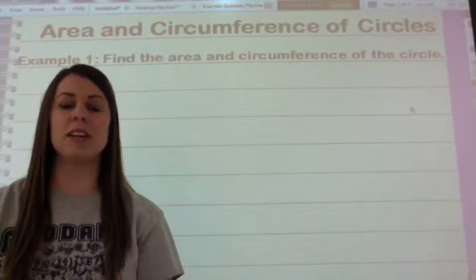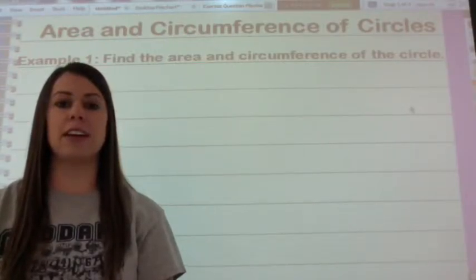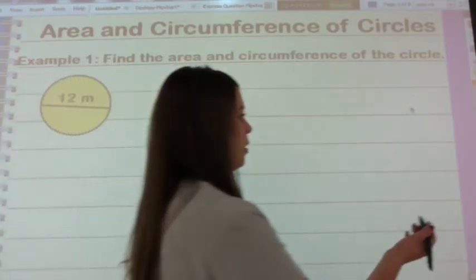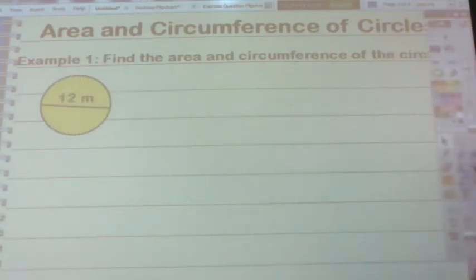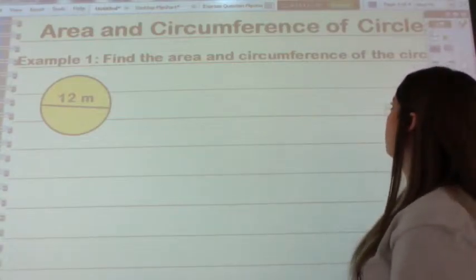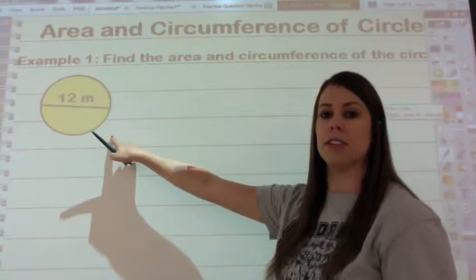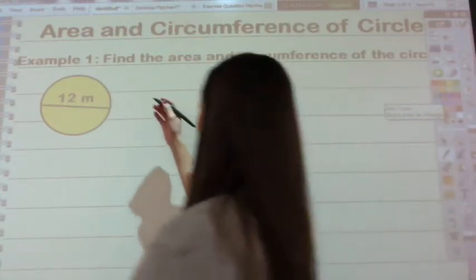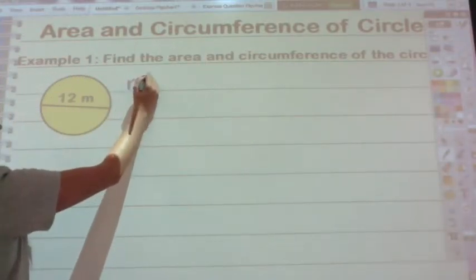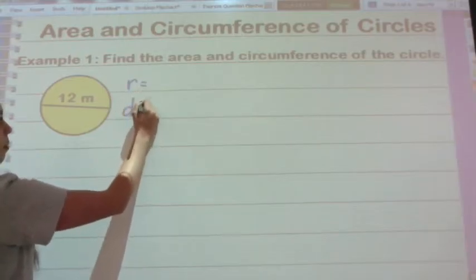Today I'm going to show you how to find the area and circumference of circles. So the first thing that we need to review is the formulas for area and circumference. In this example, it says find the area and the circumference of the circle below. So we're talking about this circle first. First you want to find what is the radius and what is the diameter.